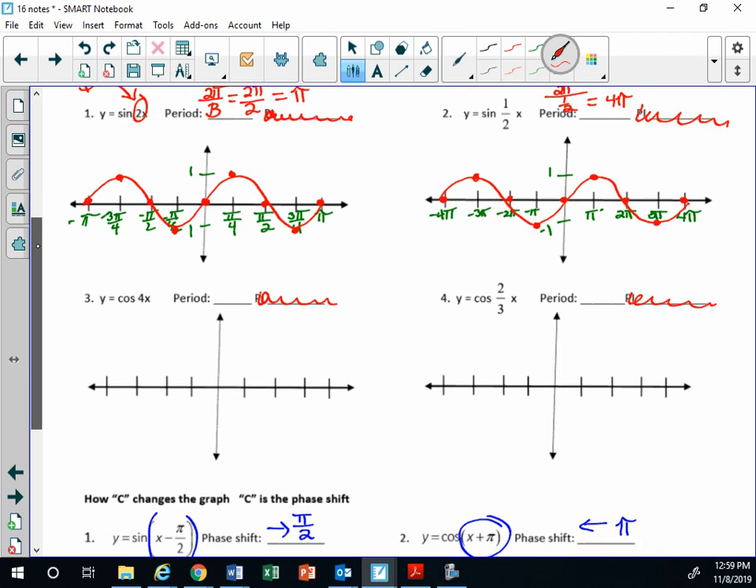All right, guys. So there's number 2. Doing okay? Labeling is key. All right, try 3 and 4 for me. I will walk around and see how you're doing.